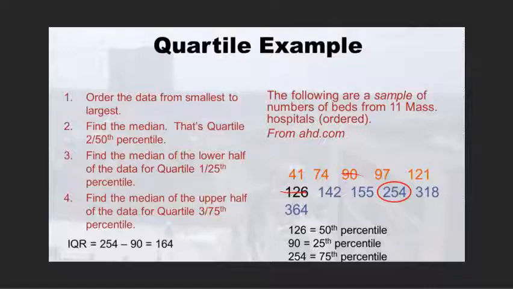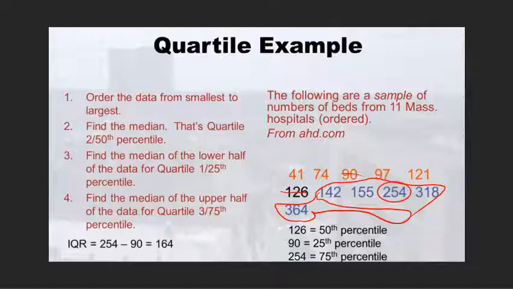So now we're going to pay attention to these numbers, and we're going to figure out what our median is there, which is 254. That is going to be our third quartile or 75th percentile. Okay, so there we go. Now we've figured out all three of our quartiles.